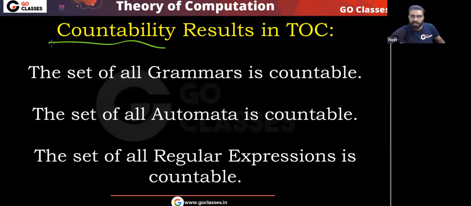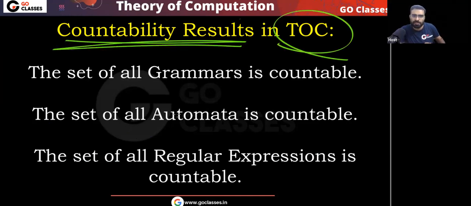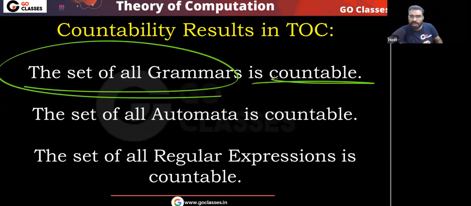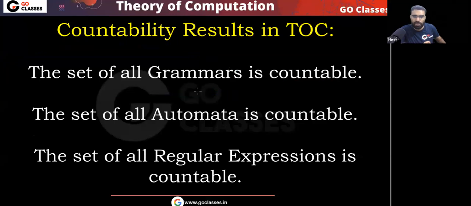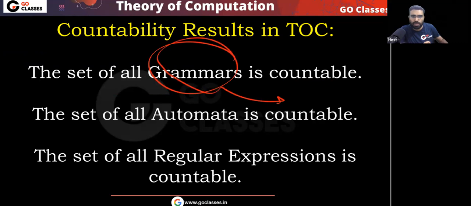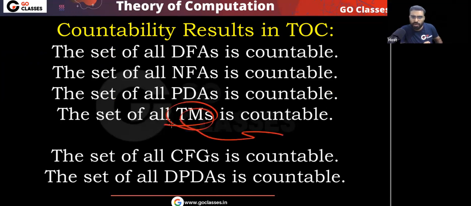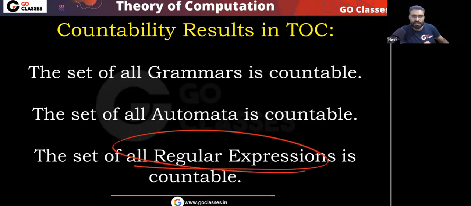All these things we have already seen. So this is just a revision of all the results that we have seen, countability results in theory of computation. Remember, the set of all grammars is countable, because every grammar you can convert into a string. Yes or no? Every grammar you can convert into a binary string. Every automaton you can convert into a binary string. Every Turing machine you can convert into a binary string. So the set of all Turing machines is also countable. The set of all regular expressions is also countable.